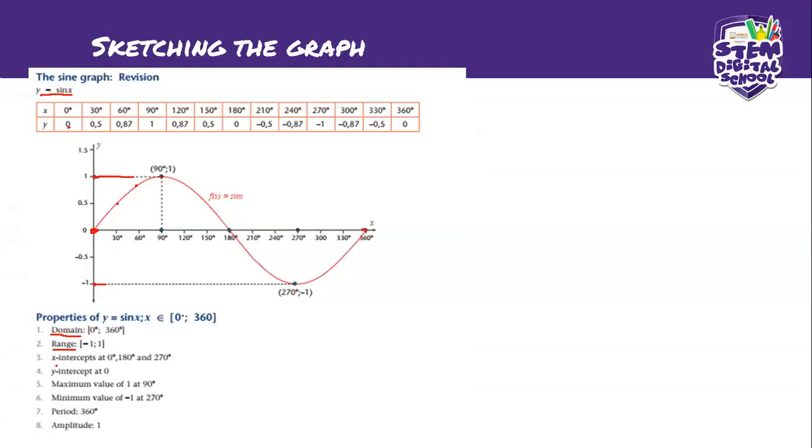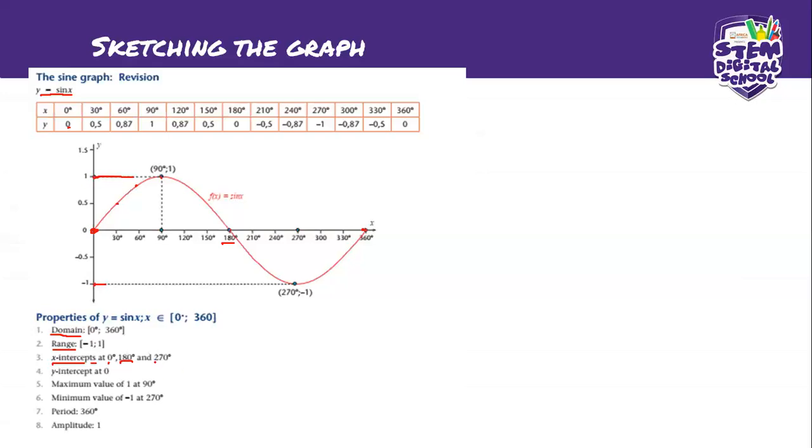Then we move to the x-intercept. Our x-intercept is where the graph cuts the x-axis. In this case, you can see the graph cuts x at 0 degrees. Hence, we have that answer at 0 degrees there. Another point is this one at 180 here. That is our x-intercept, right? And the last point is this one. The last x-intercept is 360 there.